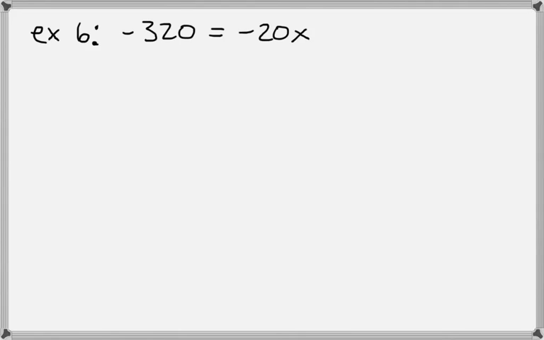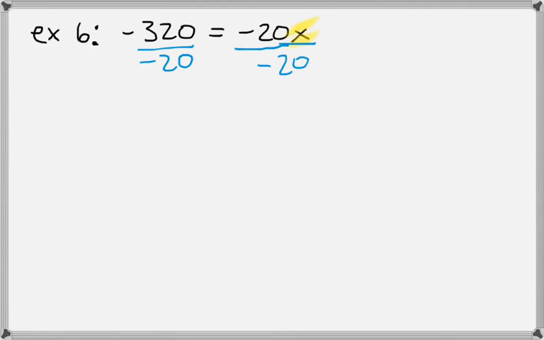Let's look at a 6th example. Here we have negative 320 is equal to negative 20x. Same steps. Identify what you're trying to solve for. I'm trying to solve for that x. What is preventing him from being by himself? That negative 20 right there. How do you undo multiplication? You need to divide. So we need to divide both sides by negative 20.